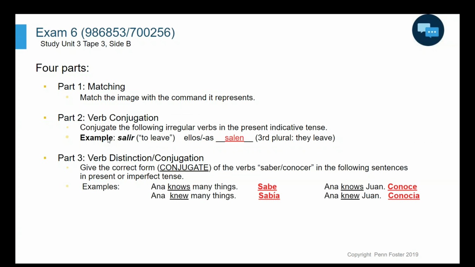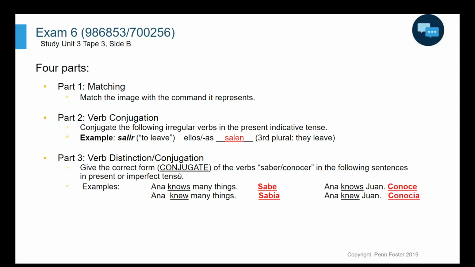So as I mentioned, part 3 is pretty similar to part 2, although you're only dealing with two different verbs, saber and conocer, and these are the 2 verbs which mean to know in Spanish. In addition to conjugating in present tense, you may need to conjugate in the imperfect tense, which is one of the past tenses in Spanish.